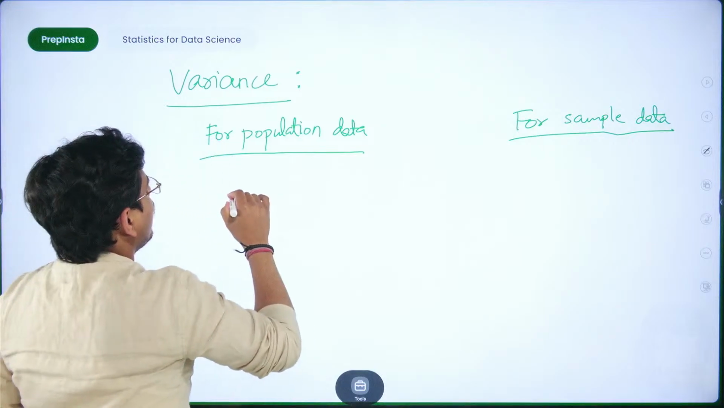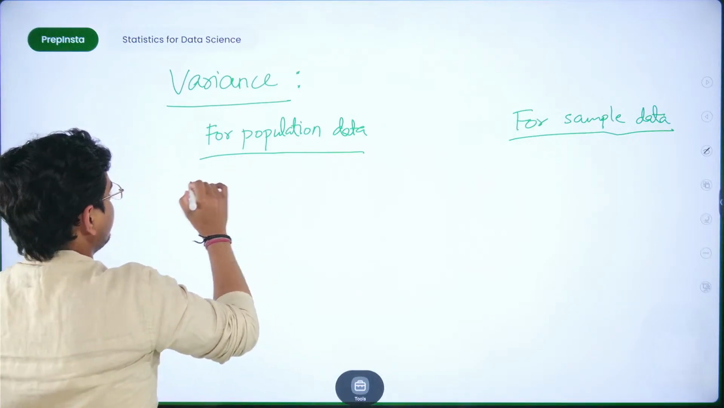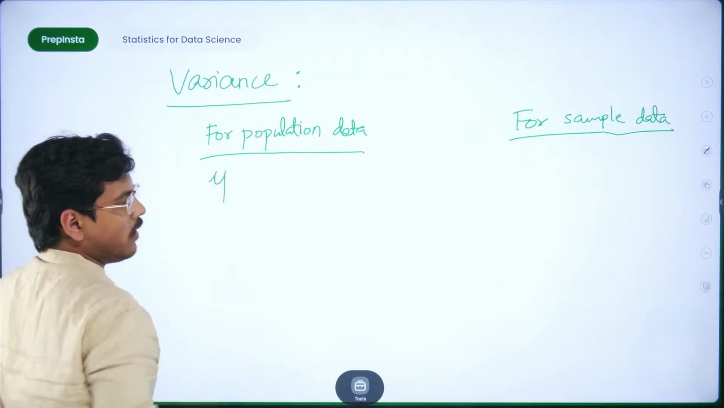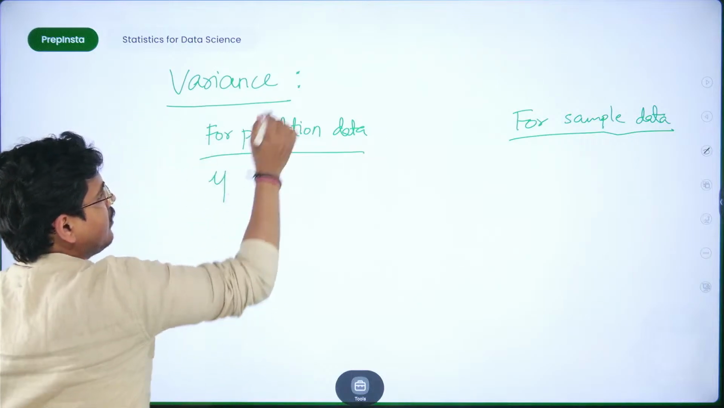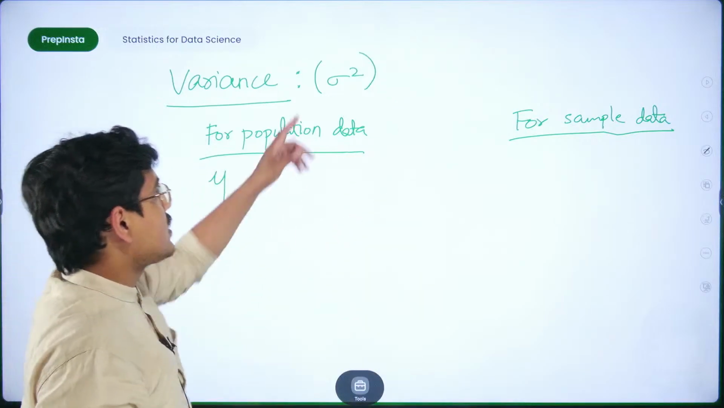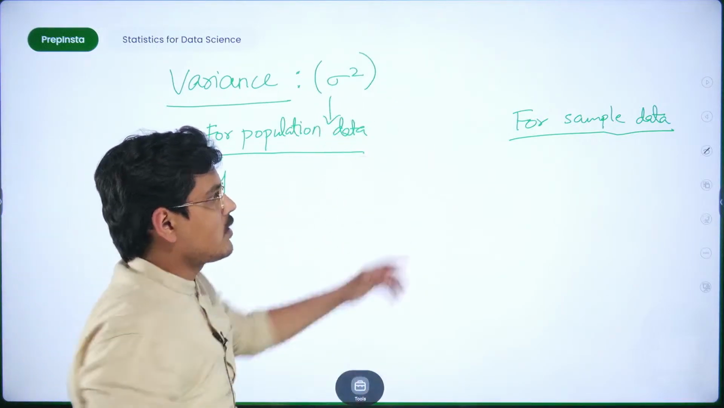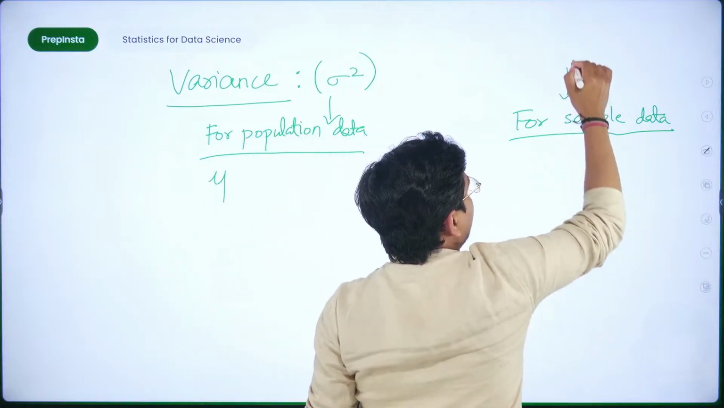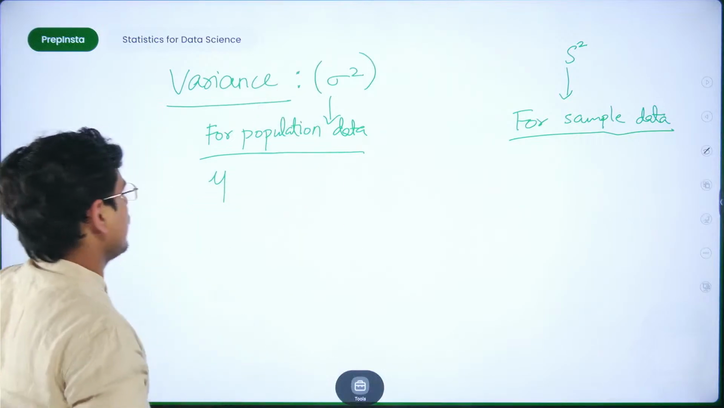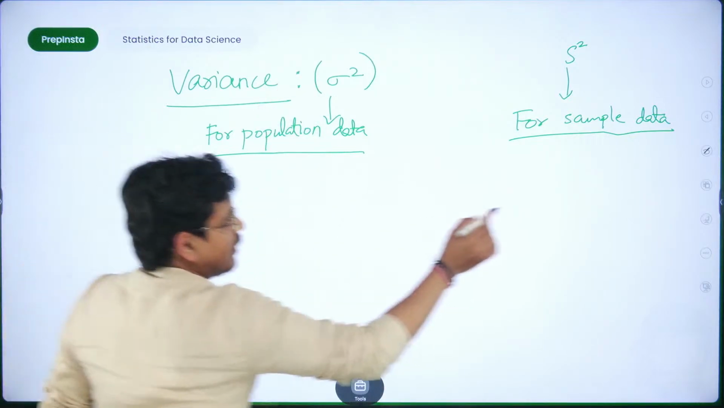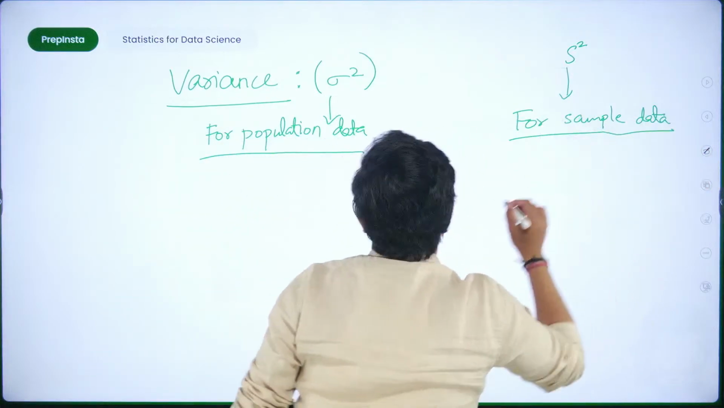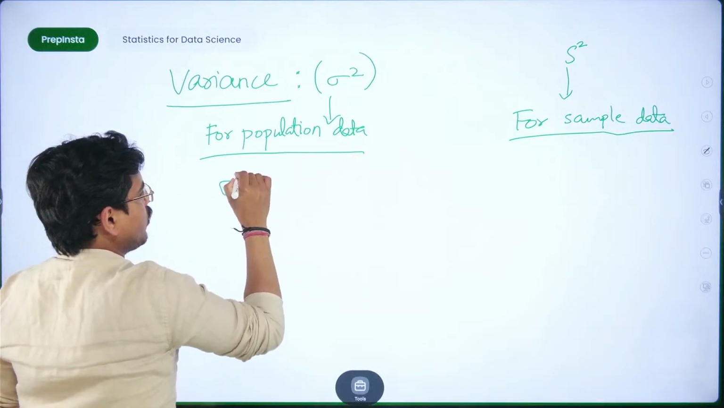Great. So now, for population data, if I go ahead with mean, fine, you know mean was mu here, right? So when calculating variance, variance is represented by this symbol, sigma square. Fine. This is for population data. For sample data, it is represented by S square. Okay. This much is clear. Let's go ahead and let's understand this. So let's remove this mu, I don't need it right now, and I'll write the formula for this and then I'll explain you. So what is sigma square?